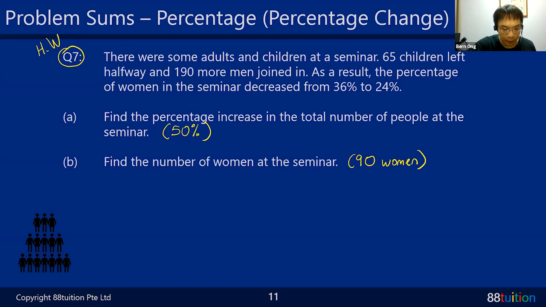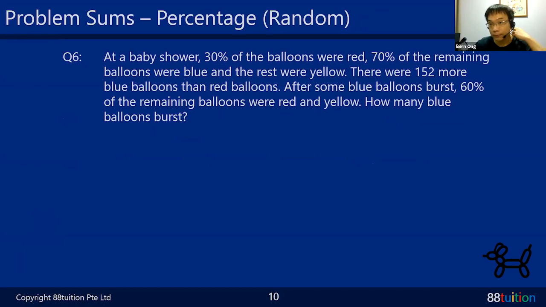Okay, question 6, the last question for today. We'll be talking a little bit about branching method. So at a baby shower, what does it mean? Baby shower, not the baby go and shower. Baby shower means that you invite maybe a couple, they have their baby, so they invite their friends and relatives to come over to what?